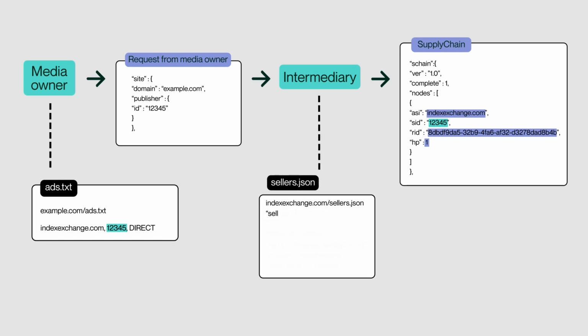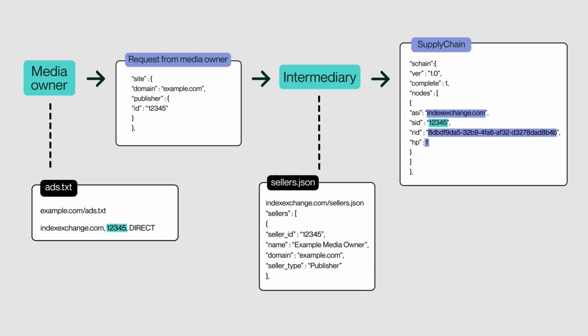The intermediary will host their own sellers.json file that lists all the supply available on their platform. Within this file, the media owner should be listed with their company name, domain, seller ID, and inventory type. We can match this information to the media owner's ads.txt file. The seller IDs should match, and if the listing is direct, the sellers.json entry should indicate publisher or both. In the case of reseller lines in ads.txt, the sellers.json entry would read intermediary.